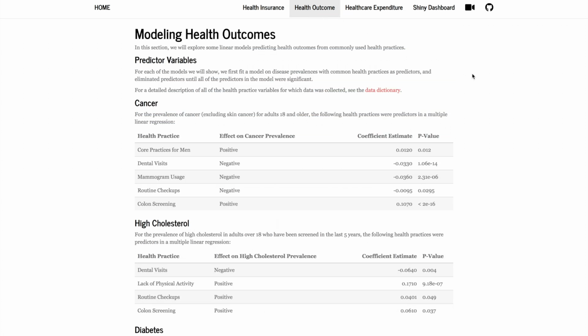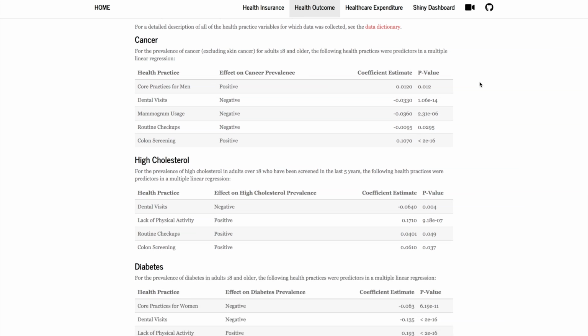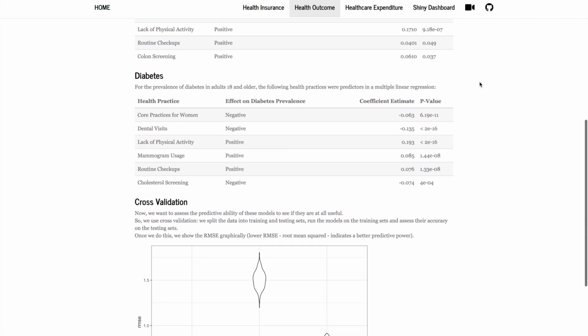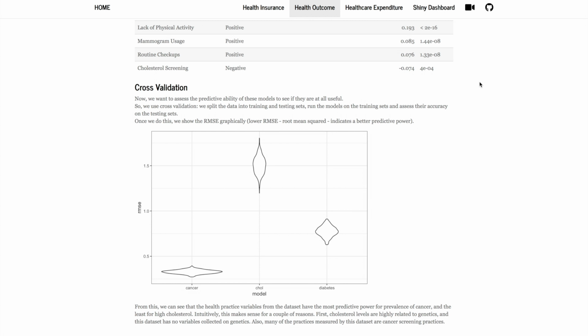We also attempted to predict health outcomes from these health practices. We found that a model for cancer had the most predictive power and a model for high cholesterol had the least. This makes sense because most of the practices measured were some type of cancer screening. Also, high cholesterol is largely due to genetic factors, so it makes sense that a model based on health practices may not be the best way to predict its outcome.